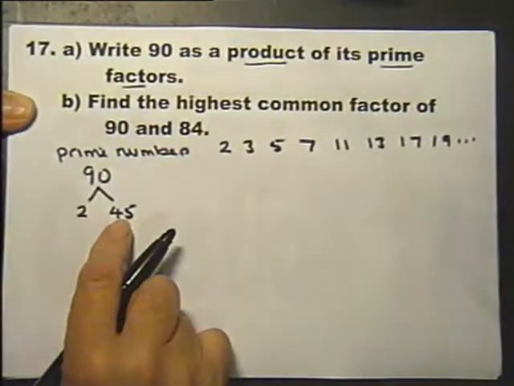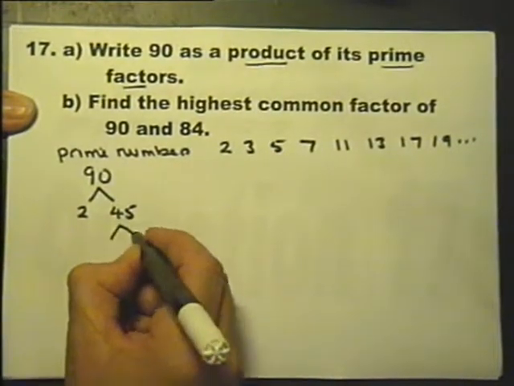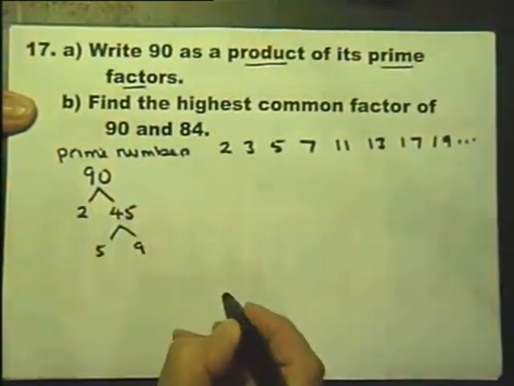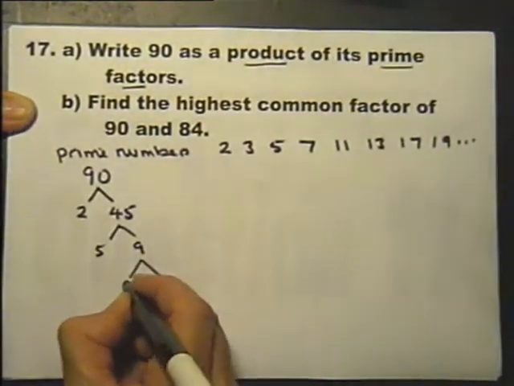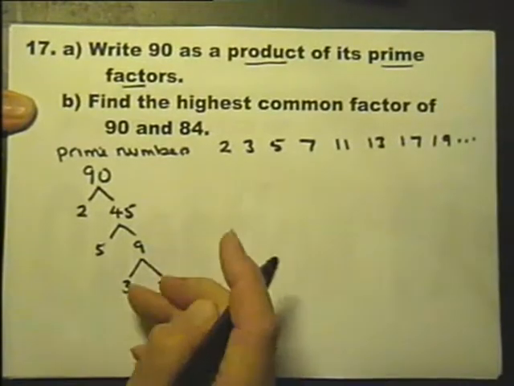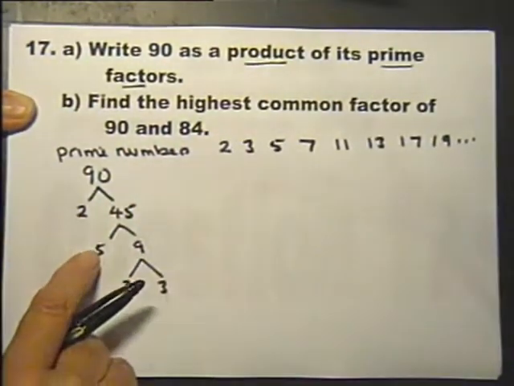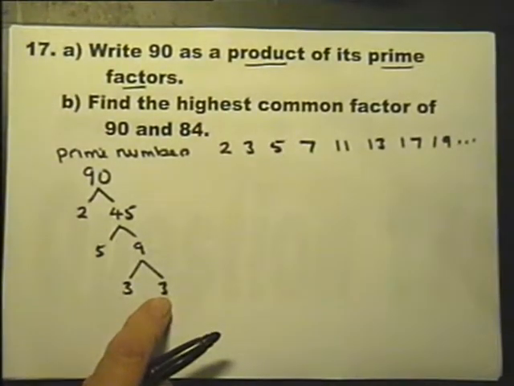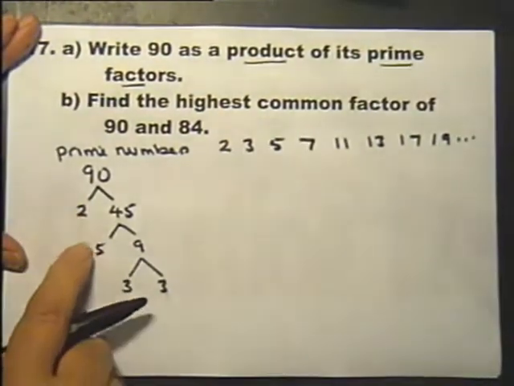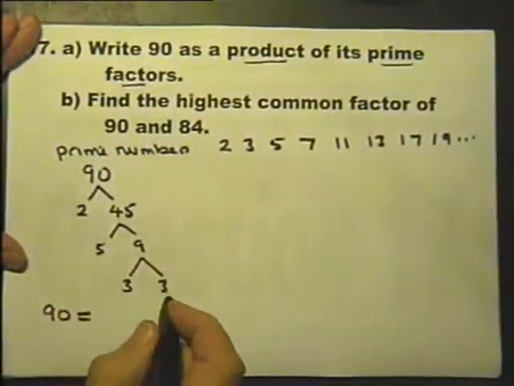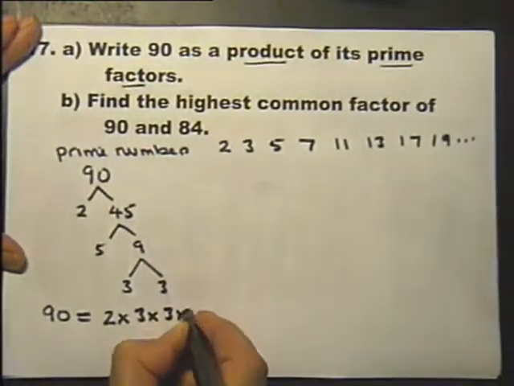Now what prime number goes into that? Well, 2 doesn't, but 5 does. So we go 5 9s. What prime numbers go into 9? 3 does. 3 3s. So our factor tree continues until we end up with prime numbers at the end of each of the branches. So this actually tells me that 90 is 2 times 5 times 3 times 3. Or I can change the order and go 2 times 3 times 3 times 5.